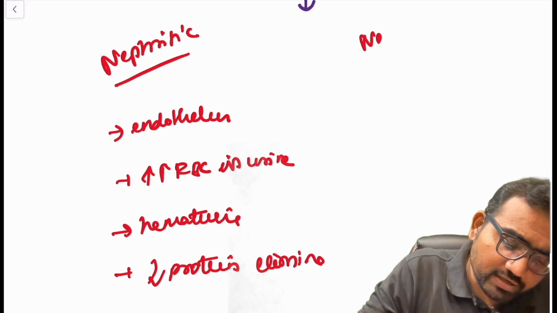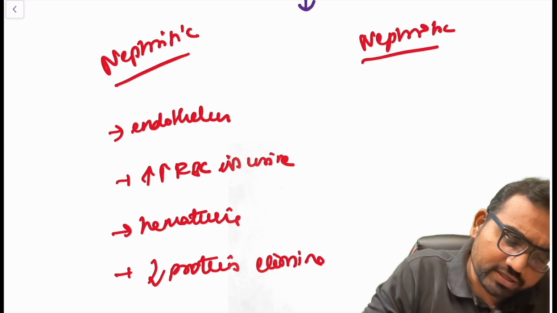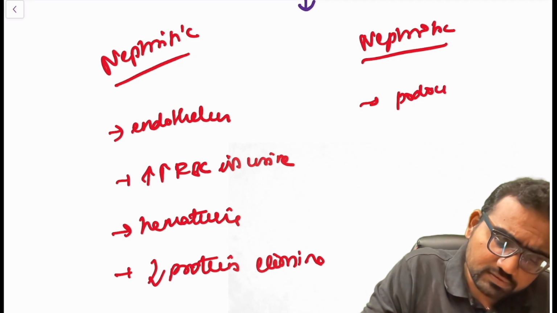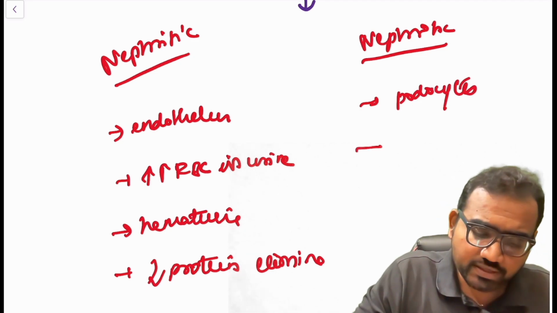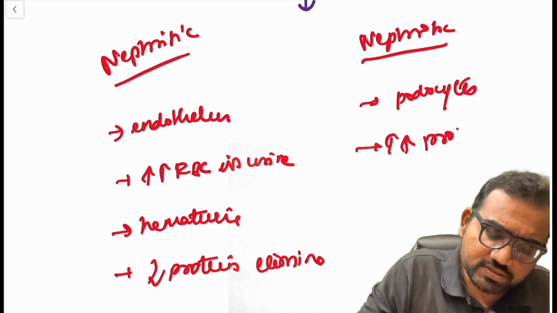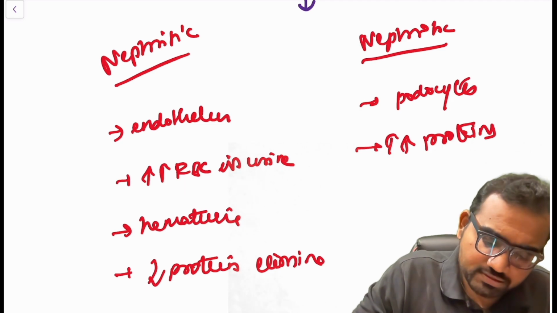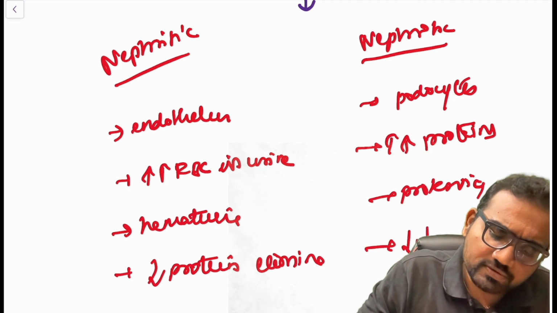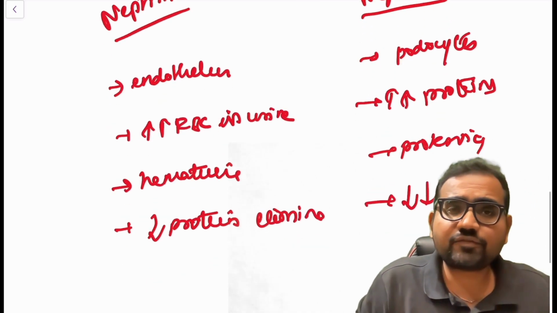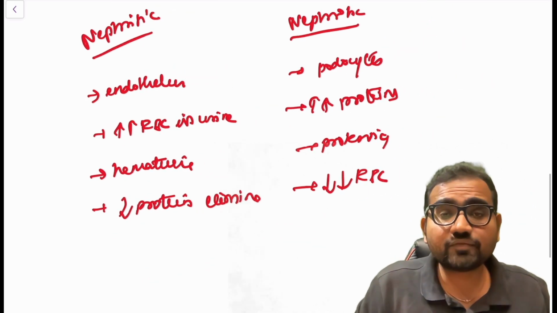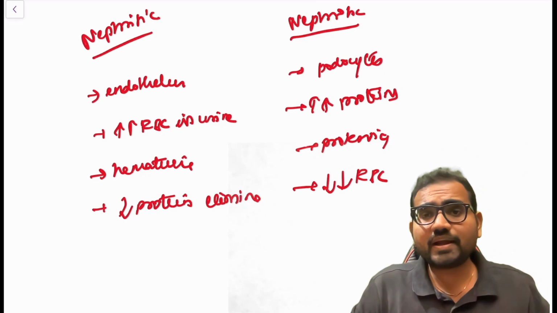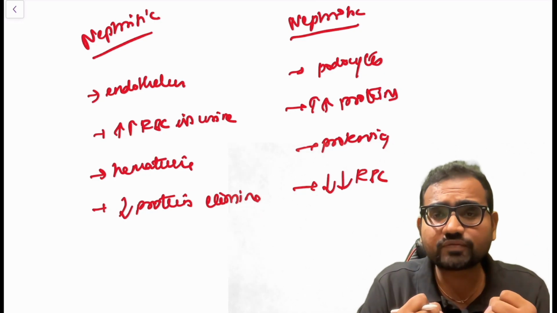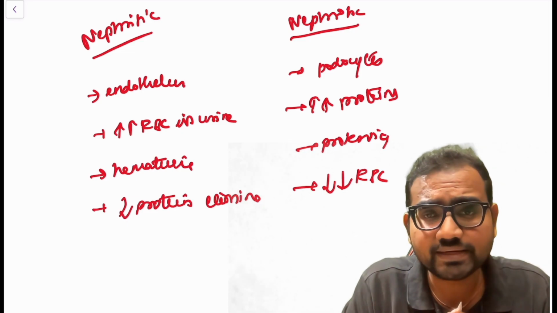Now, what is nephrotic syndrome? Nephrotic syndrome is basically due to damage of podocytes. So, opposite to it, there is going to be increased proteins, proteinuria, especially albumin. So this is the very basic difference between nephritic syndrome and nephrotic syndrome. And of course at end stage, it is going to result in increased sclerosis of the capillaries, that is going to result in chronic kidney disease.